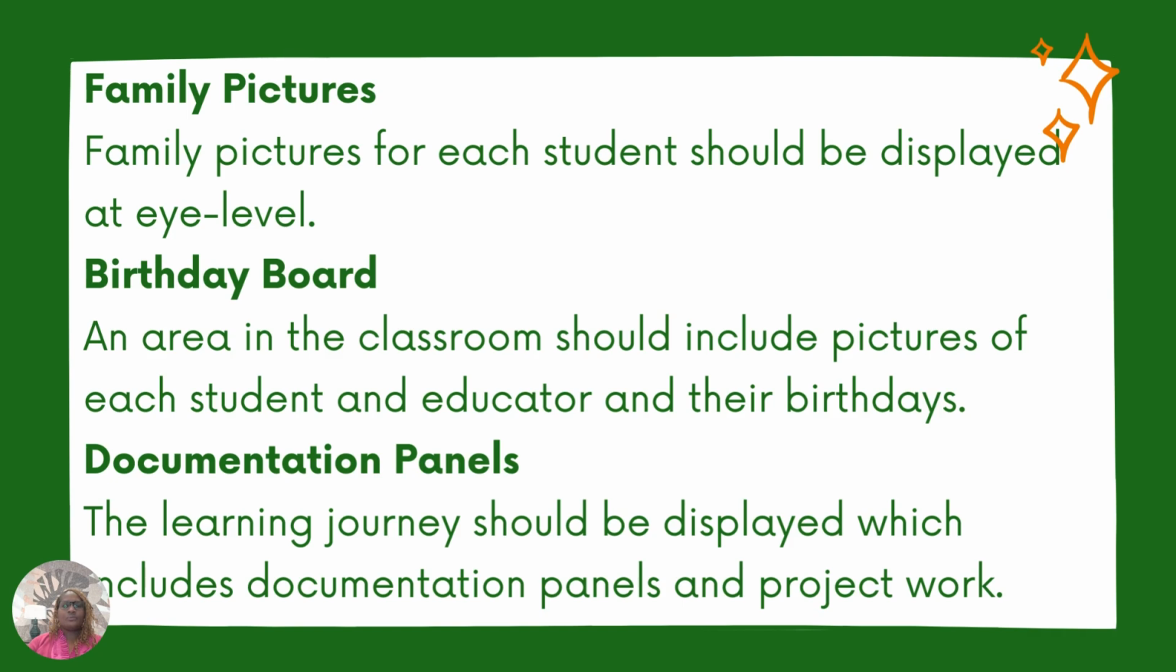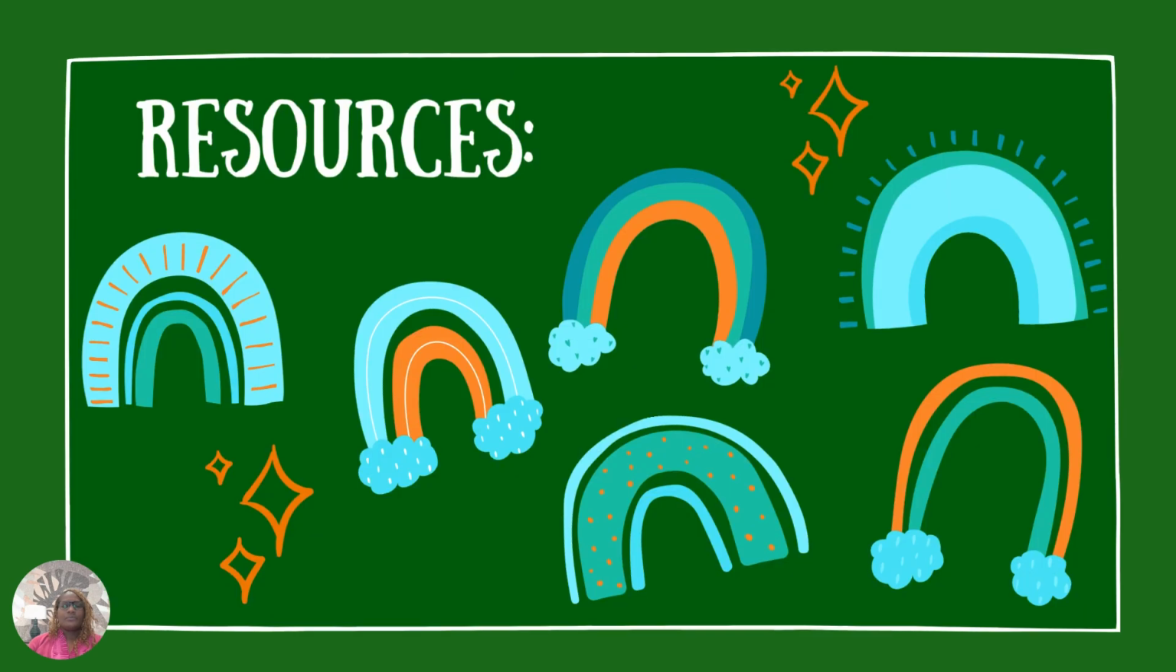Family pictures. Family pictures for each student should be displayed at eye level. Birthday board. An area in the classroom should be designated to include pictures of each student and educator and identify their birthdays. Documentation panels. The learning journey should be displayed, which includes documentation panels and project work. This display should be updated to help families to see what it is that their little ones are learning and how they are learning in our learning environment.